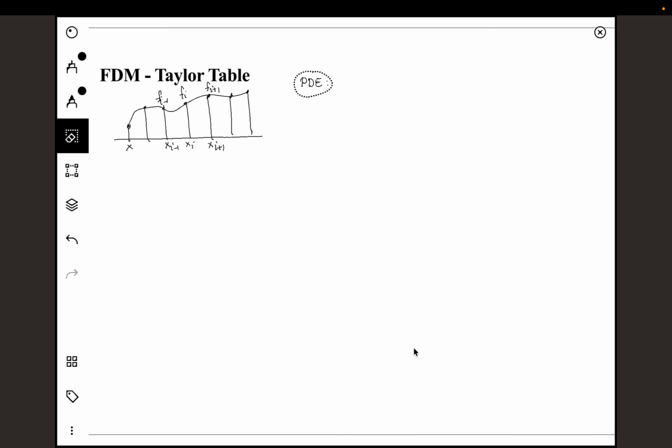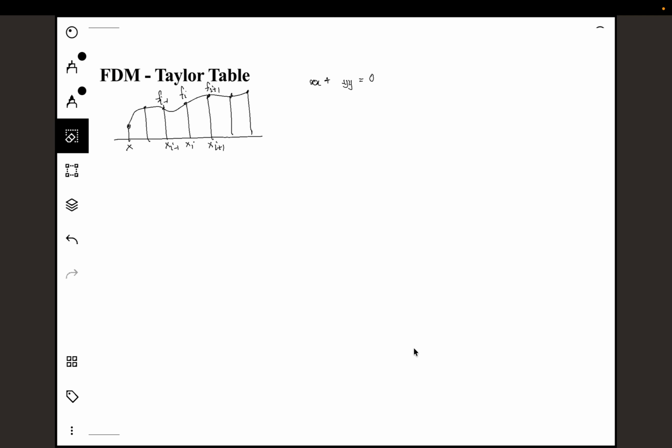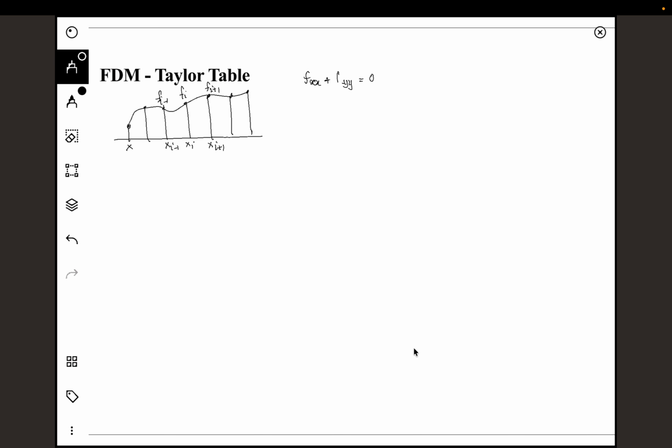Let's take the steady state heat conduction problem. Suppose you have an equation like u xx plus u yy is 0. If this is my equation, I have to convert it into such a form, or since I've used f here, we'll just use the same notation. So I have function f xx plus f yy equal to 0. Now I have to find these values f xx and f yy. So how do I do that?